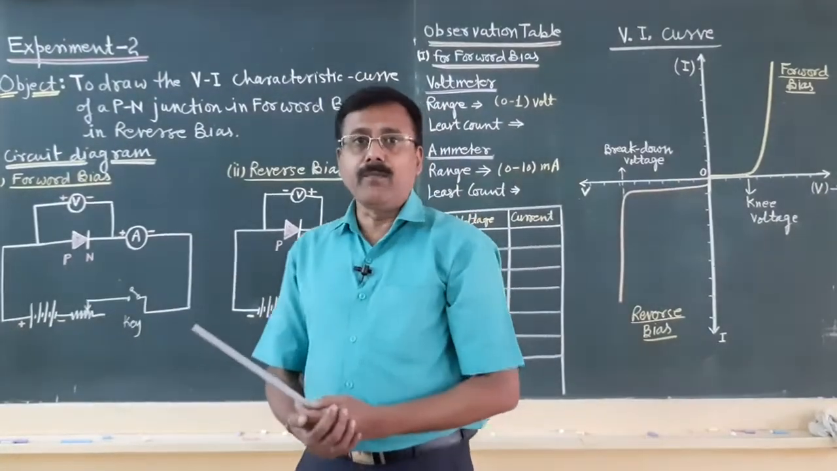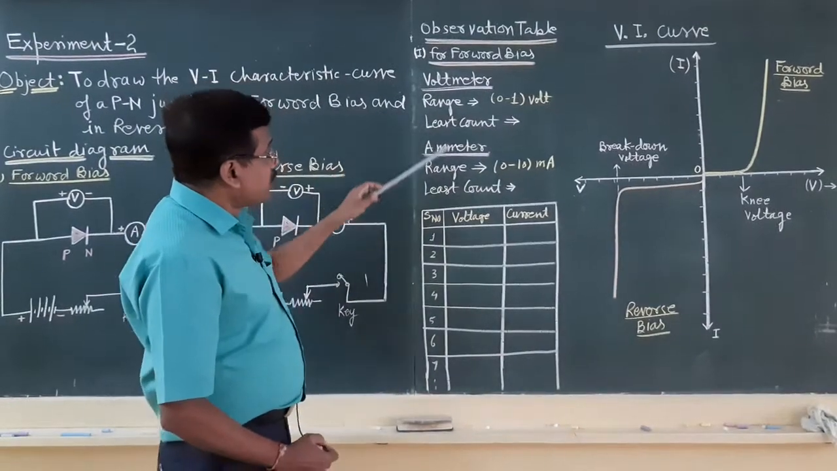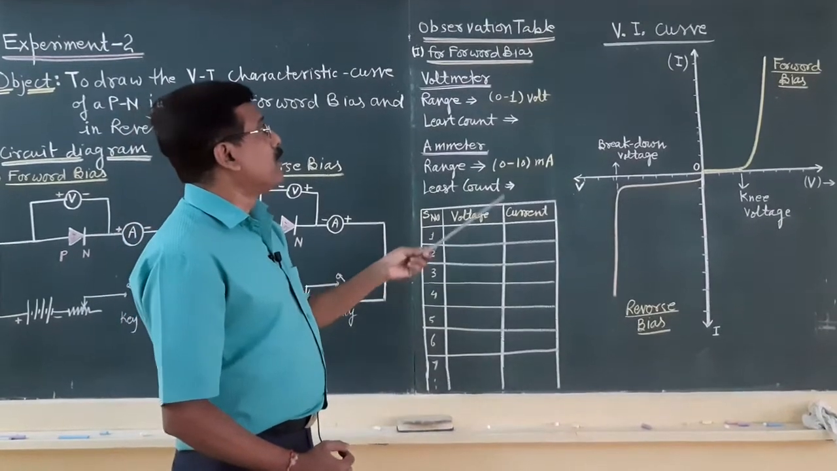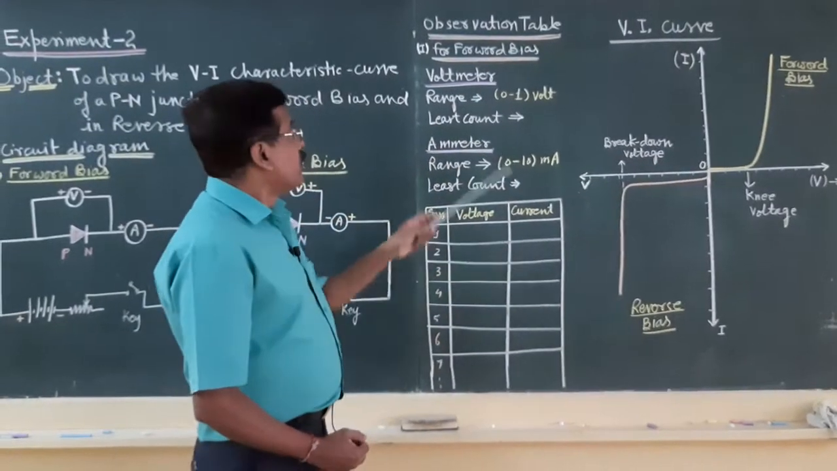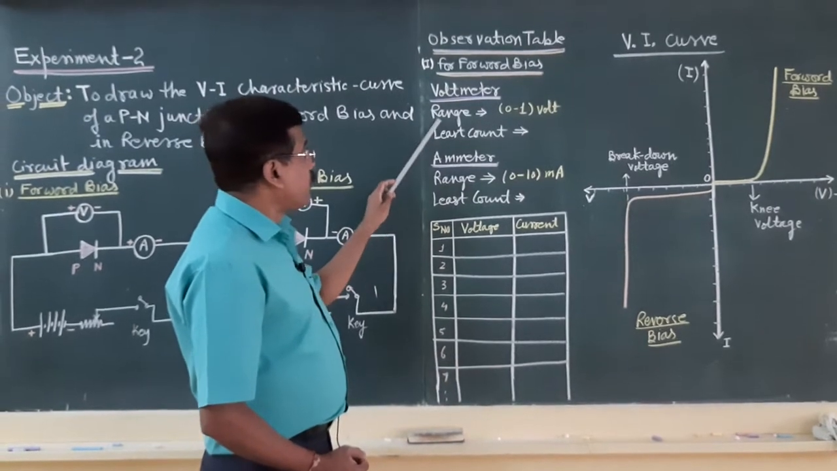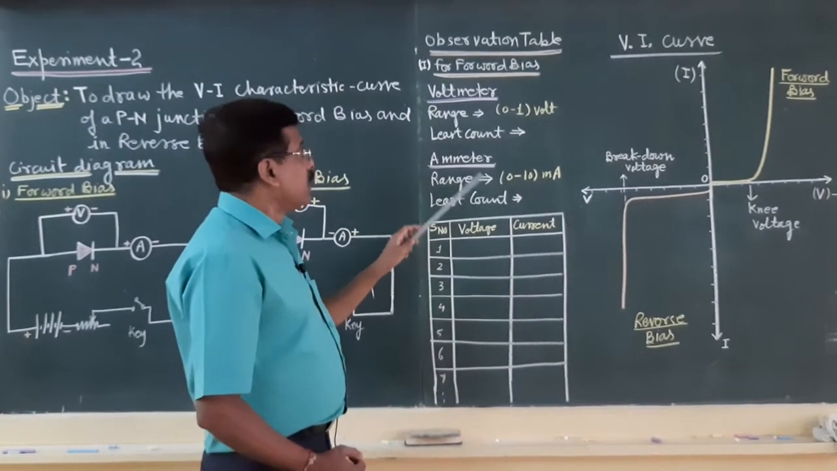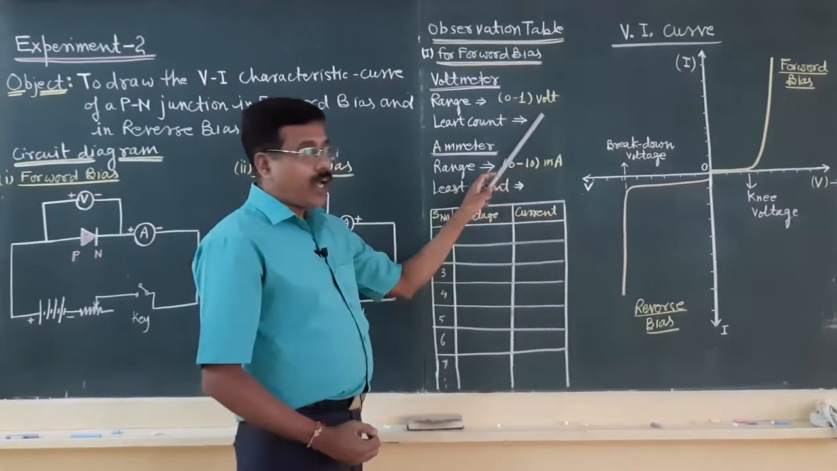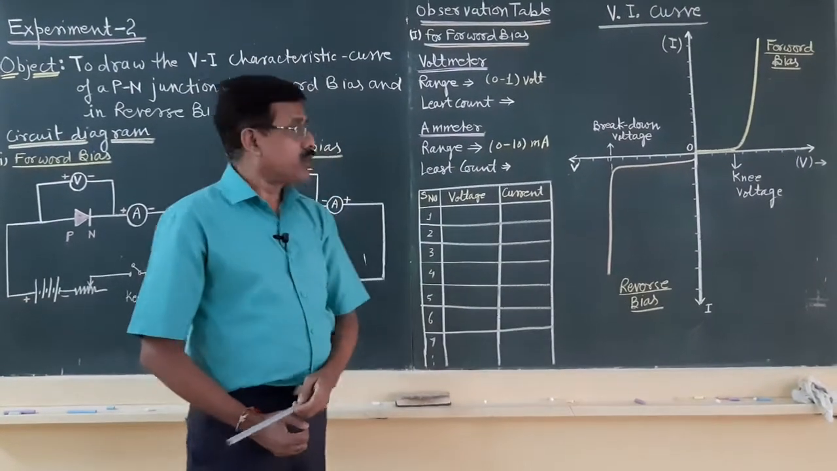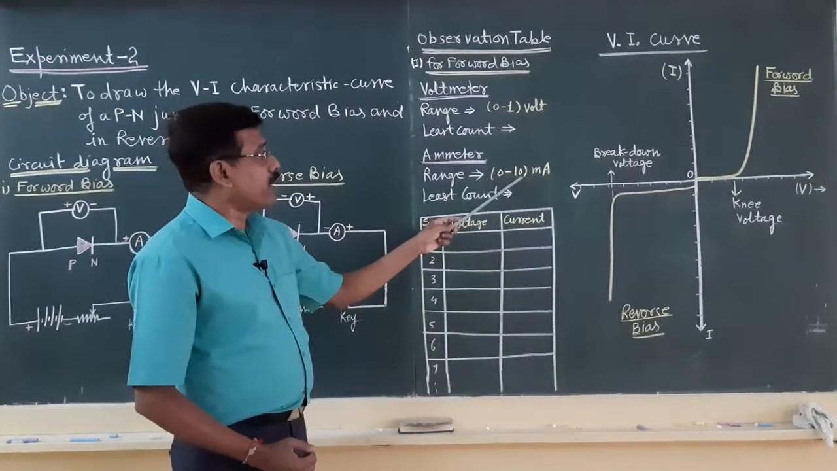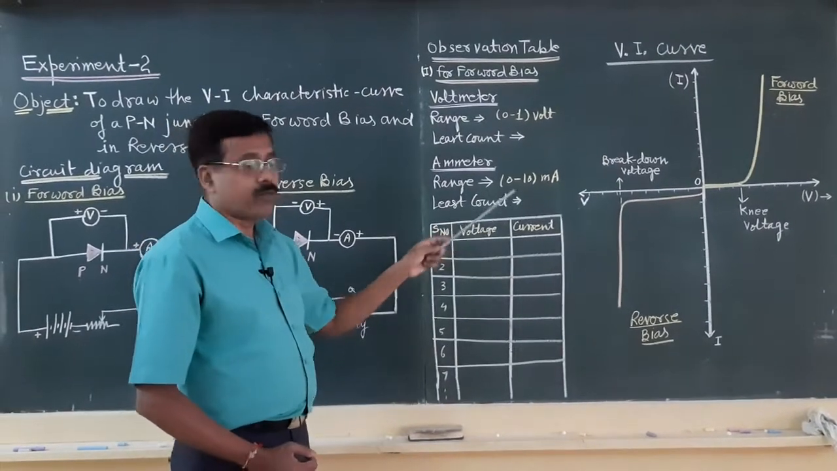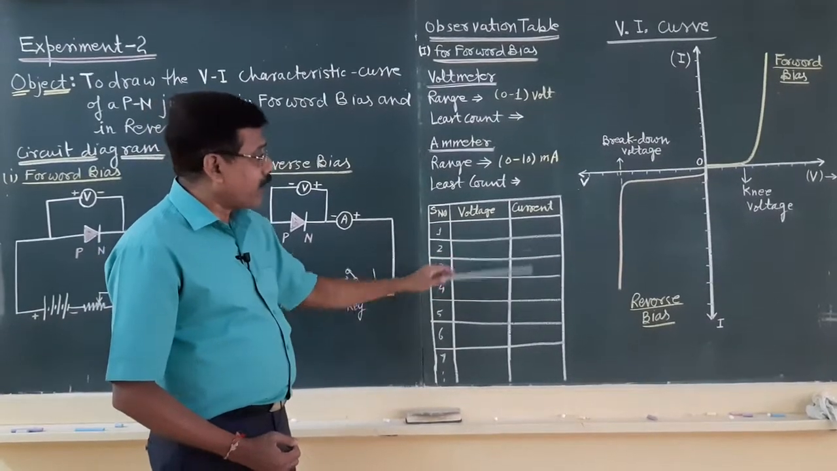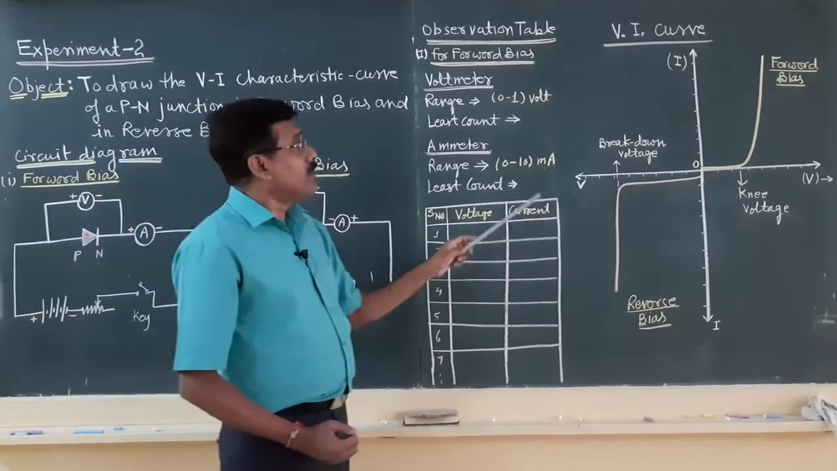For the observation table, this is the observation table for forward bias. On the same pattern, you have to make the table for reverse bias. For the voltmeter and ammeter, you have to write the range and least count. So for forward bias, the range of the voltmeter will be 0 to 1 volt, and accordingly you find the least count. The ammeter range will be 0 to 10 milliampere, and you have to find the least count. For the table: serial number, voltage, current, and this is the graph.